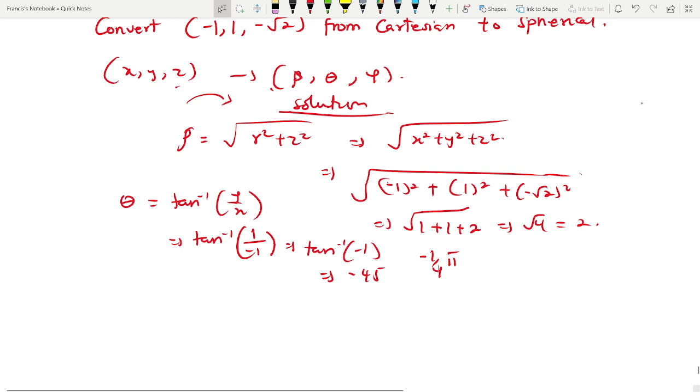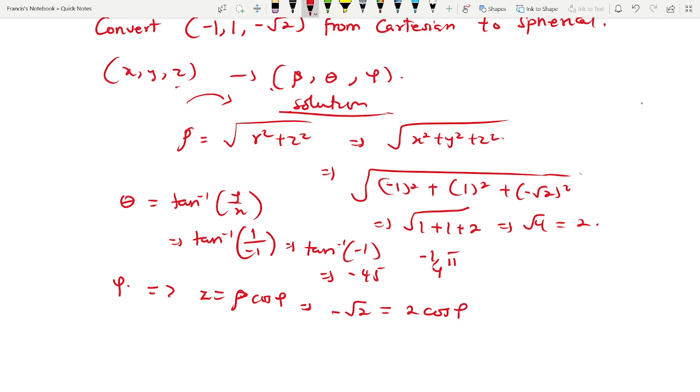So once I have my theta, the next thing is phi. Take note, you can get phi in this form. Remember that z is equal to rho cos phi. What's my z? My z is negative root 2. Negative root 2 is equal to my rho, which I calculated to be 2, multiplied by cos of your phi, which you don't know.